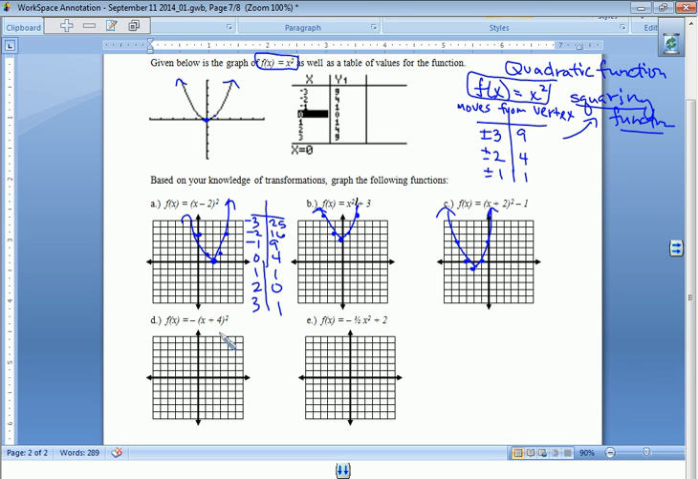Okay. So this one, where's the vertex on D? Negative 4, 0. Okay, this one does have a negative out in front. The negative is out in front of the entire function. It is not in parentheses with the x. A negative out in front causes what type of reflection? Over the x-axis. So it switches all my y's to the opposite. So instead of going over and up, we'll go over and down.